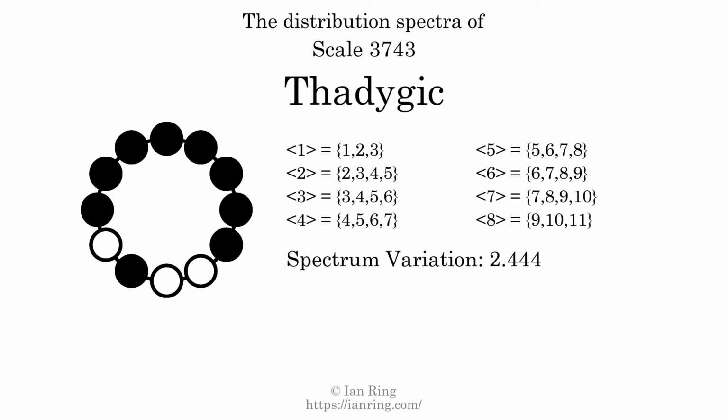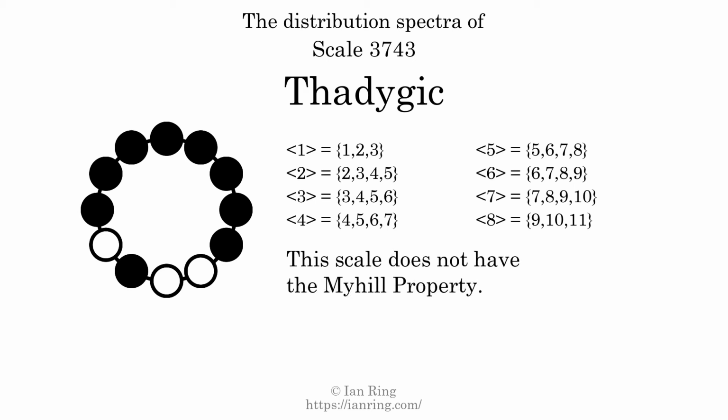Since the variation is greater than 0, this indicates that the scale is not perfectly even. The highest spectrum width is 3. Since this is greater than 1, we know that this scale is not maximally even. If every spectrum has exactly 2 specific intervals, we call that the Myhill property. This scale does not have the Myhill property. Since the generic interval ranges overlap, this scale is an improper scale.